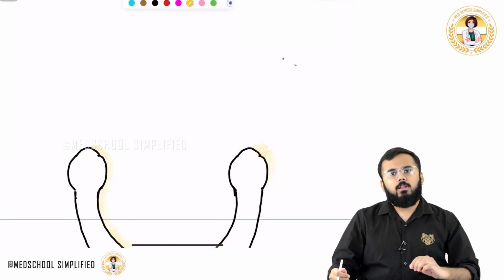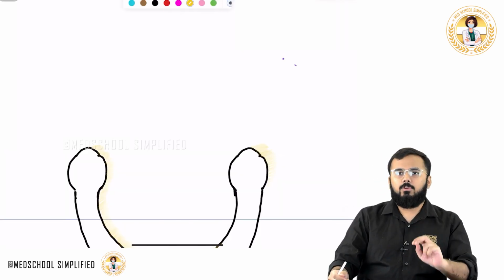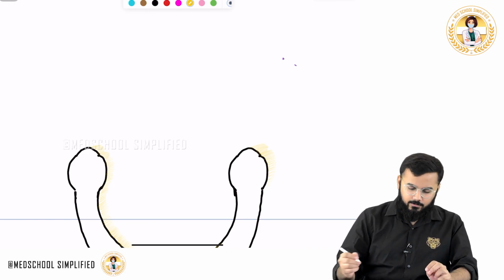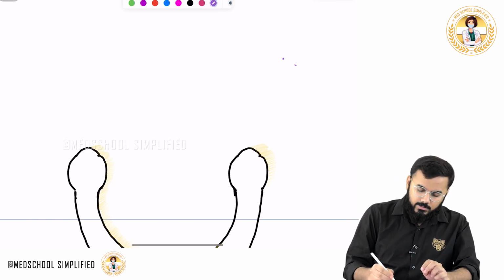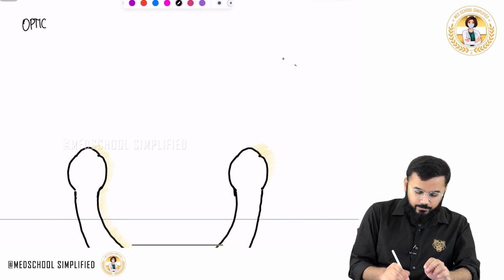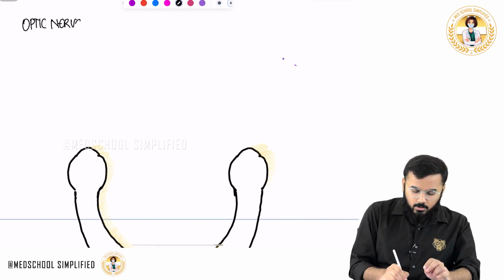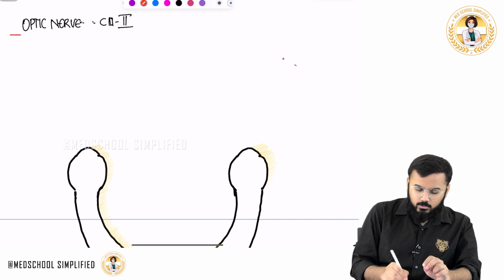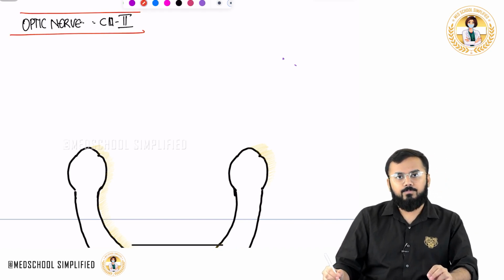Hello guys, now we shall be discussing the second pair of cranial nerves, that is the optic nerve. So our topic of discussion would be regarding the optic nerve. So what is your optic nerve? Optic nerve is nothing but your cranial nerve number 2.